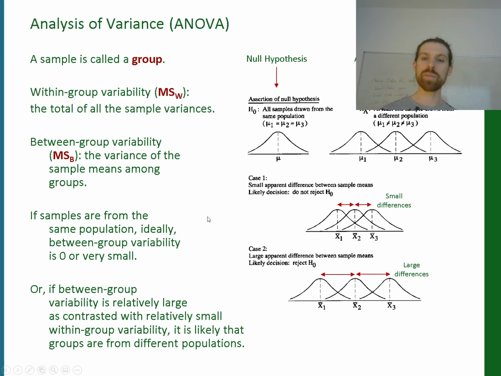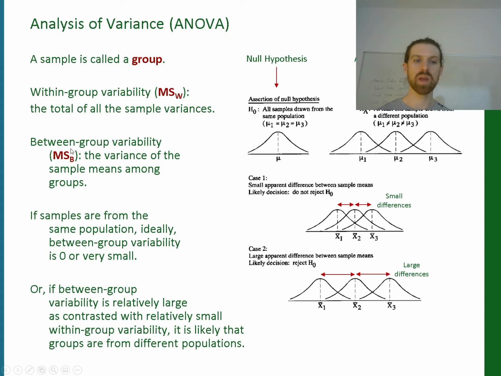Before we get there, though, let me just go over some theory so that you can understand this graphically. So first of all, the sample is what we call a group here. So let's imagine that we've got 3 samples. That means we've got 3 groups. And basically, we need to calculate the within group variability. So this is the total of all of the sample variances, okay, within a single group.